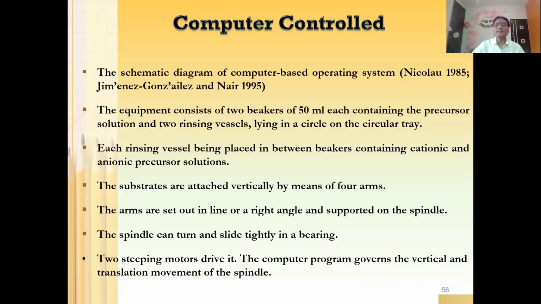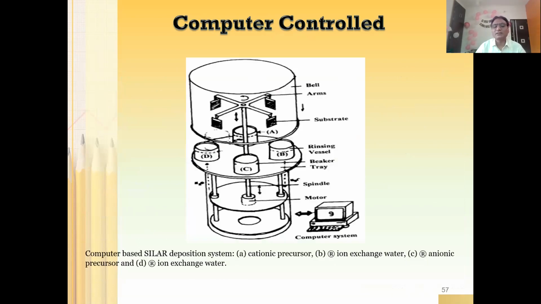Whereas you can have a computerized system. You can see here, this is one of the computerized systems. Now what is in this? You can see this is the motor, this is the spindle. First of all, this is the computer which controls this entire system. It has this motor which rotates the spindle, and at the other end of the spindle there are four arms to which the four substrates are going to be connected. At a time four substrates can be connected, and then there are four beakers.